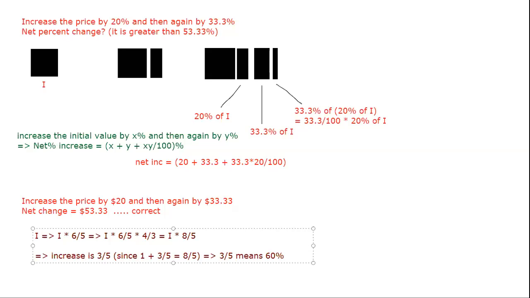60%. Because 1/5 is 20%, so 3/5 is 60%. So that's your answer. Or alternatively, you could have done, so it becomes I times 1.6, which means 160% of I, which means the increase is 60%. Is either way clear?